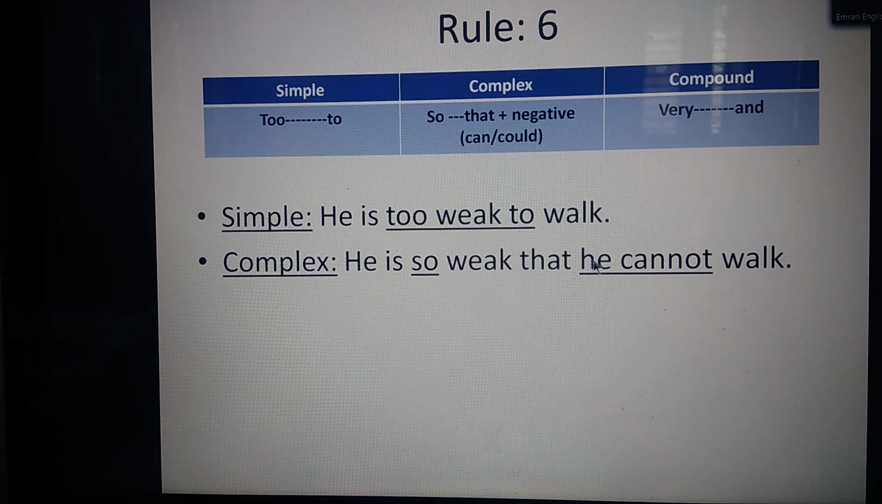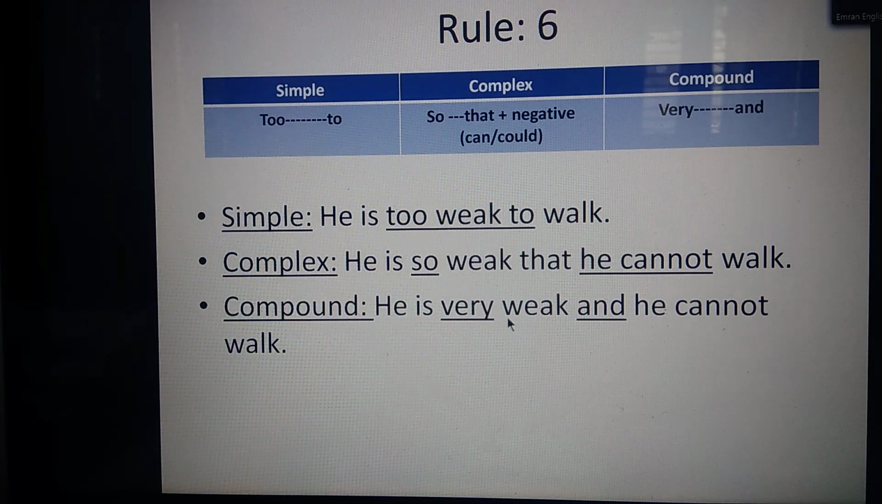To make the sentence compound, we need to use the modifier, the adverb very in place of so, and the conjunction and in place of that. So let us make it compound. He is very weak and he cannot walk. As I have already told you in the previous class, in the compound sentence, if both the clauses have the same subject, we normally drop the subject from the second clause. So if we drop the subject from the second clause, it would be: he is very weak and cannot walk.